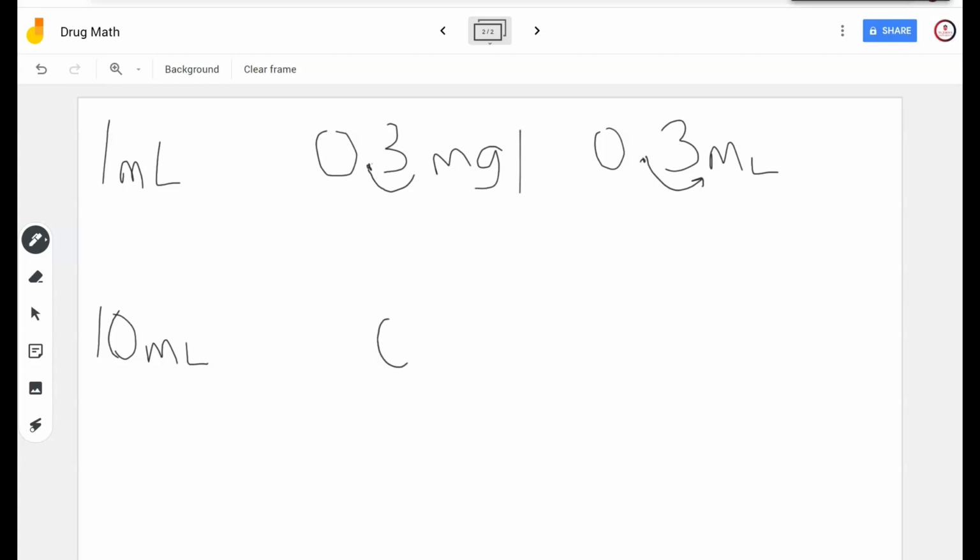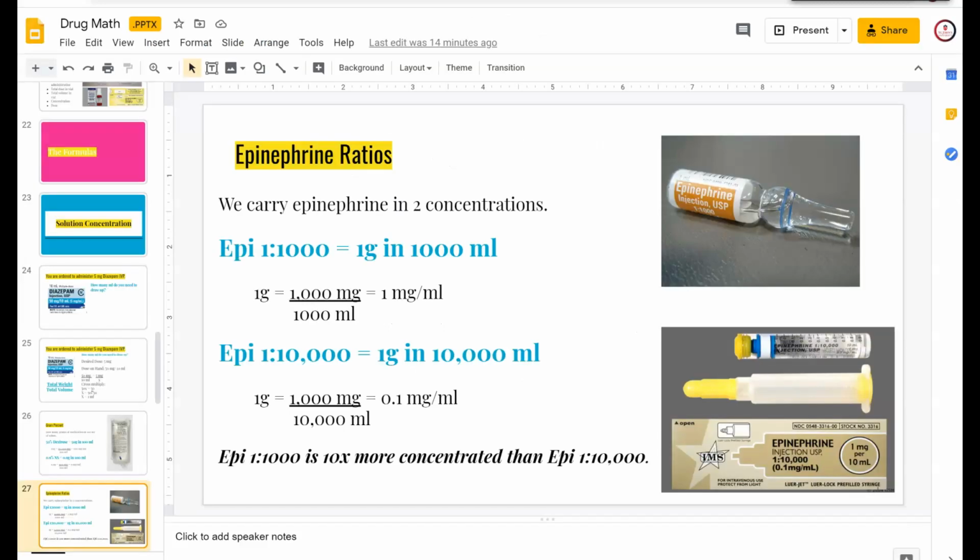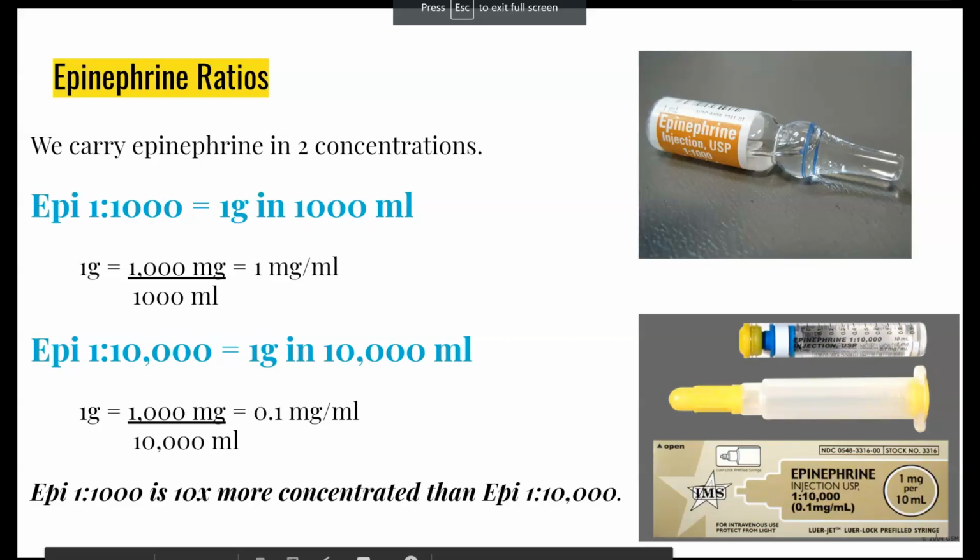So to administer 0.3 milligrams of medication from the 10 ml vial, you're going to administer 3 mLs. Next time you're on an ambulance, look at the two different vials. Does that make sense?